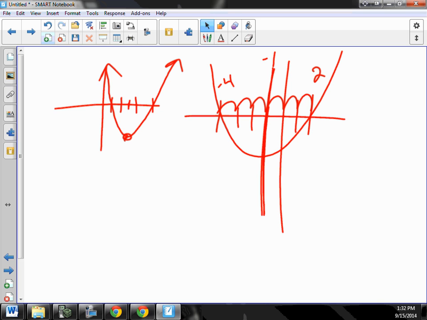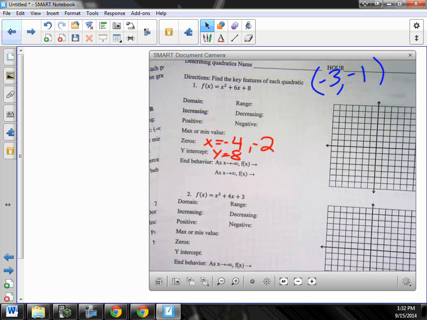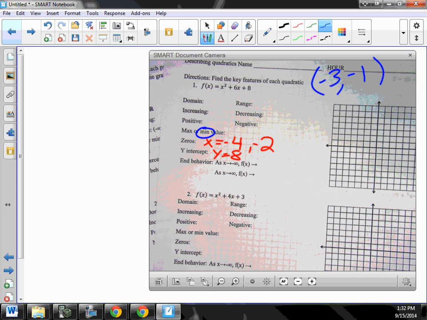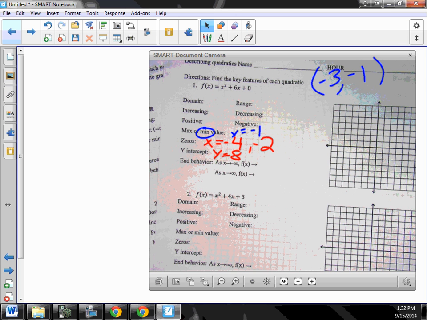All right, so going back. So this has a minimum value at y equals negative 1. There's a difference between minimum value and minimum point. The minimum point is negative 3, negative 1. But the minimum value is just negative 1. So minimum point includes both the x and the y, and the minimum is just the y. Okay?